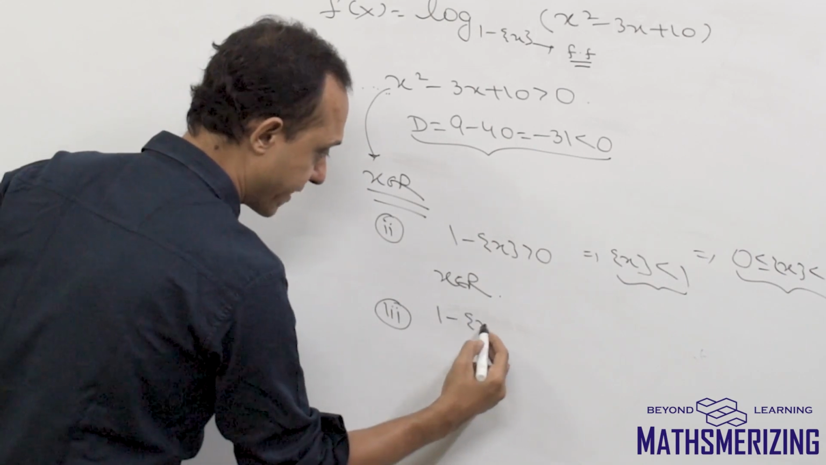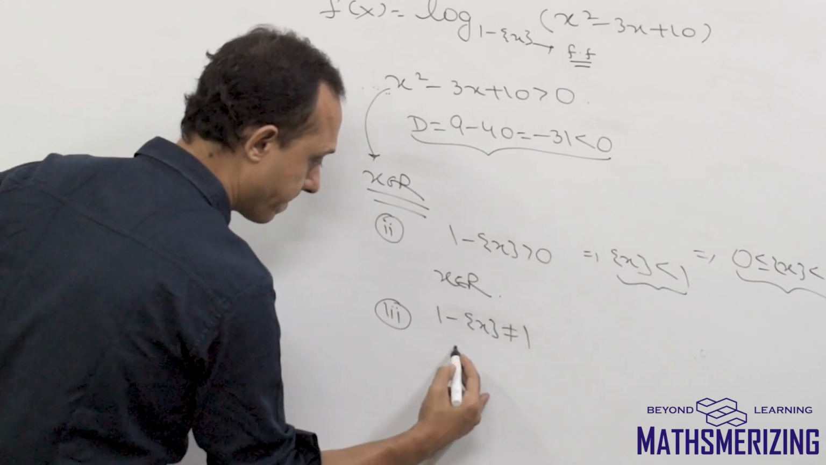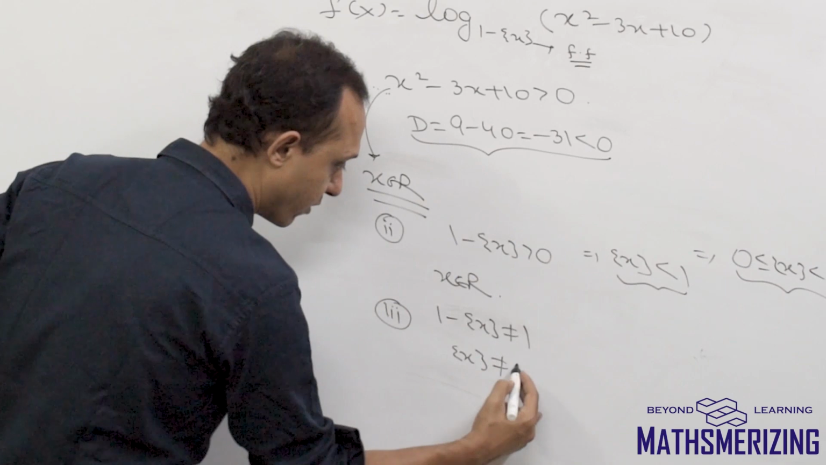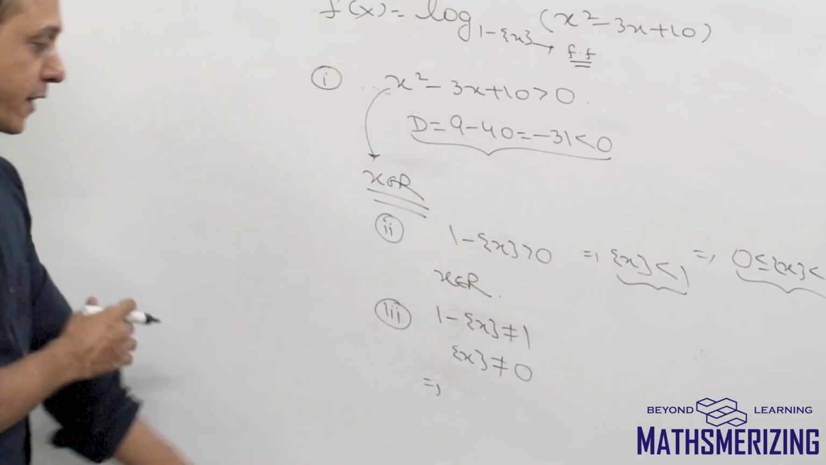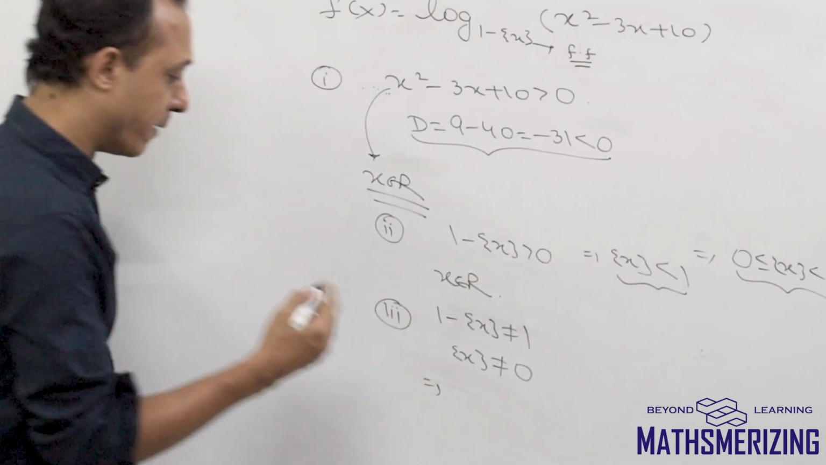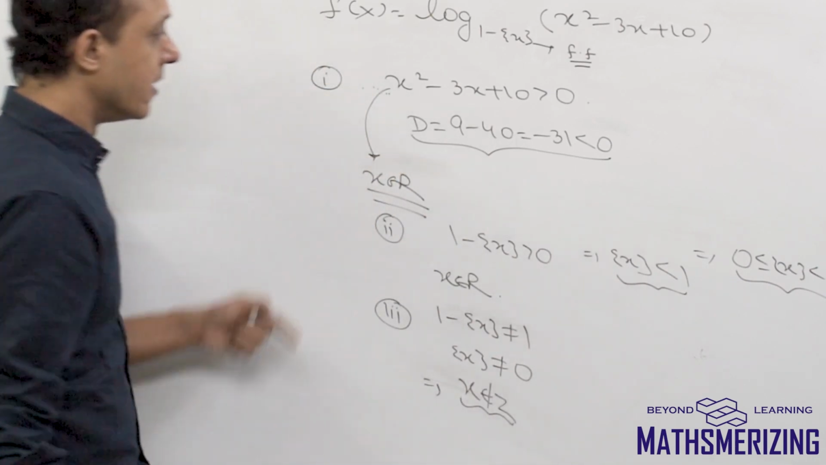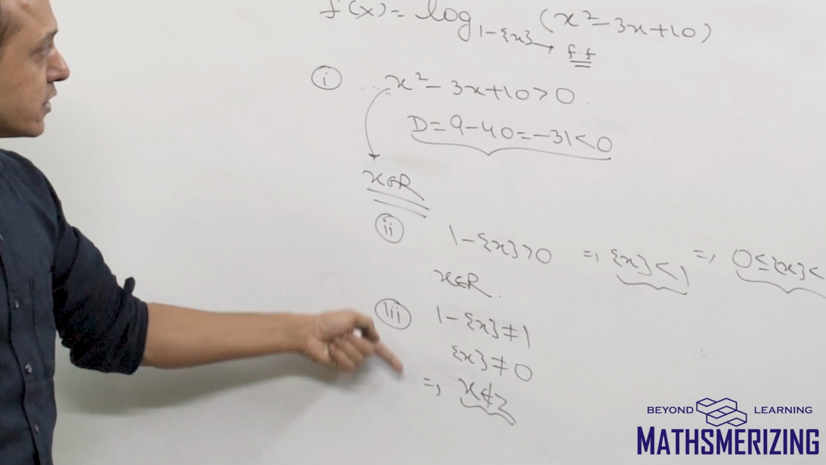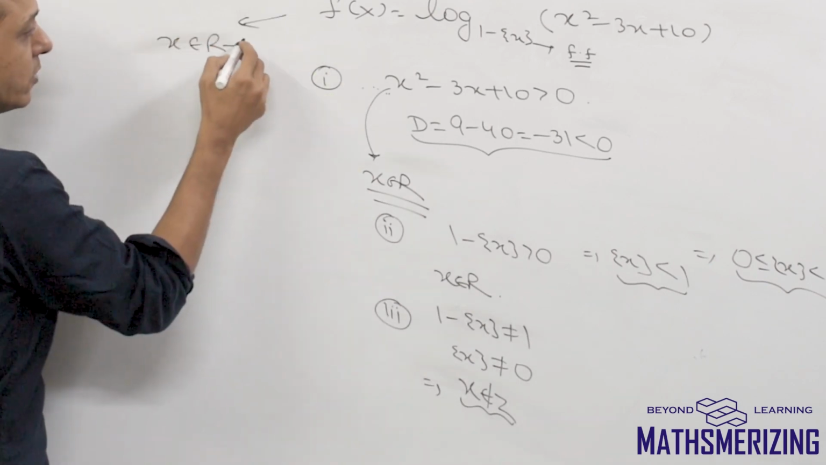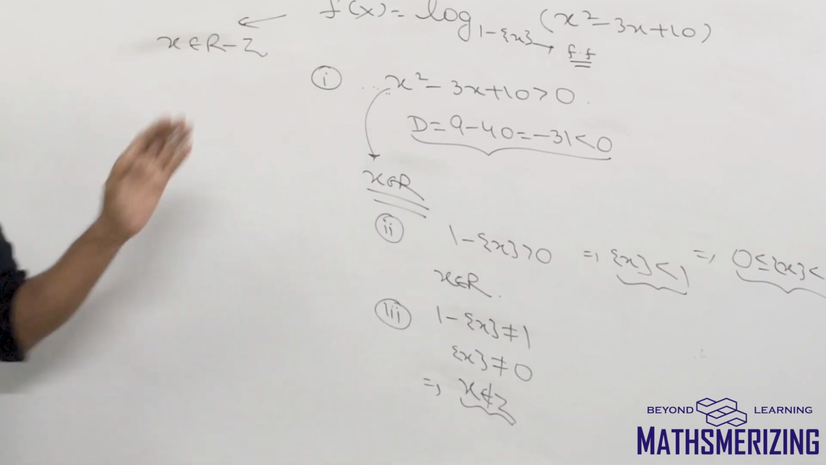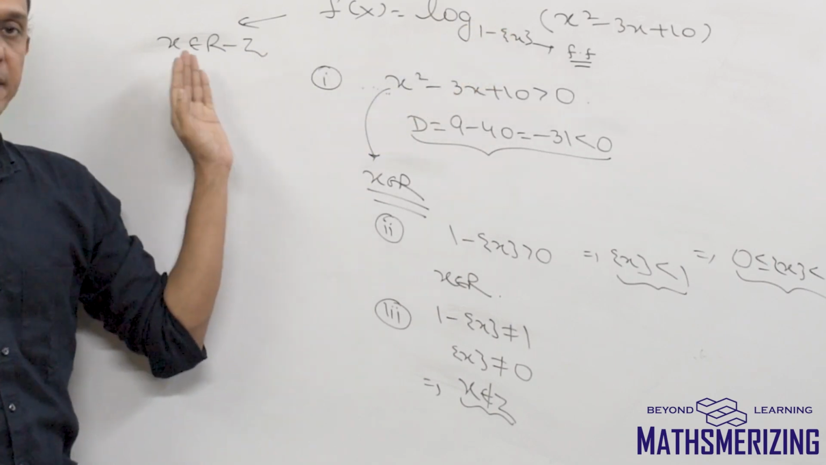So 1 minus the fraction part of x should not be equal to 1, which means the fraction part of x is unequal to 0. Now for any number, the fraction part is 0 when the number is an integer. So the condition I'll get is that x is not an integer. If I take the intersection of all three conditions, I'll get x belongs to R minus Z. So x can take any real value except integral ones.